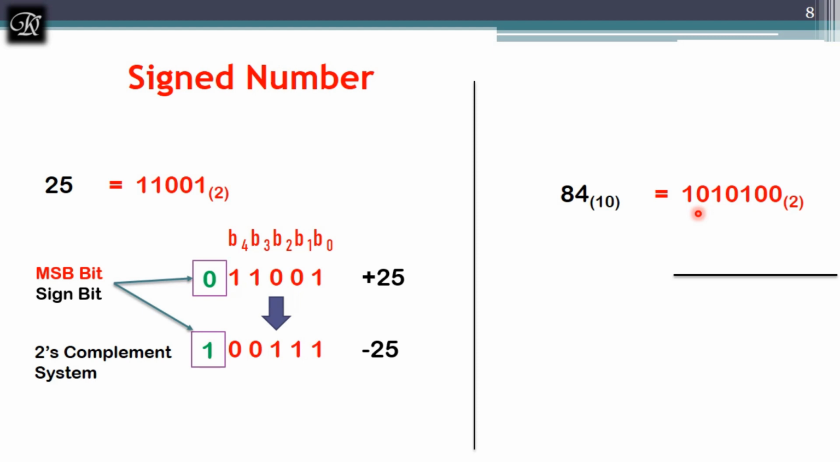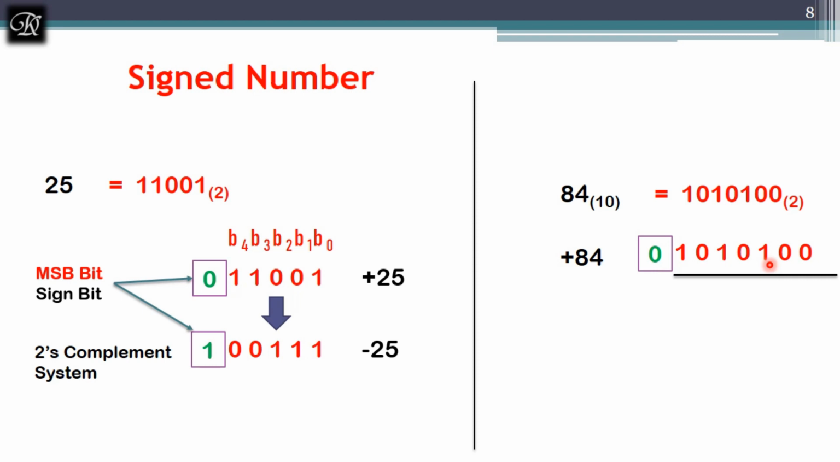Next, let's see 84, which was one more example we had seen. The positive version of this remains as it is, by adding a sign bit and representing the sign bit as 0. This is an additional bit I have added. And now how do we convert this to negative 84? What you have to do? First find the twos complement of this.